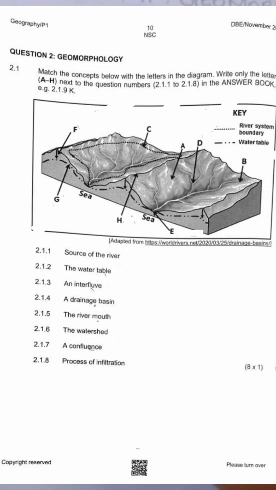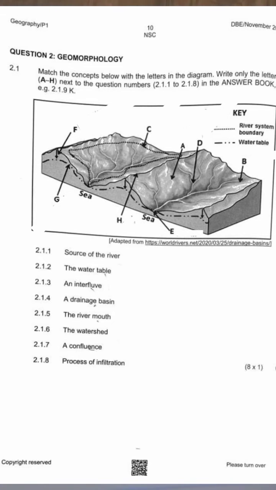So in this diagram we can clearly see that we actually have two river systems. There's one on the right hand side and one on the left hand side. So that means that we have two drainage basins. We have a key on the top right. We have dotted lines which represent the river system boundary. So we would say that area is a drainage basin, because you have dotted lines around the river system. That means the area that is demarcated by those dotted lines is your drainage basin.